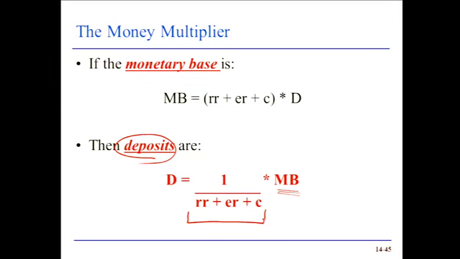Notice the denominator is now less than 1. So this ratio then will be greater than 1. Deposits will be larger than the monetary base. So given sort of the usual or normal values for required reserve ratio, excess reserve ratio, and the currency holding ratio, we would expect that deposits would exceed the monetary base.